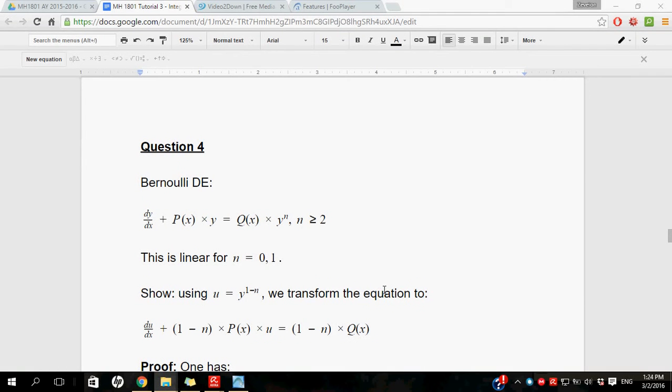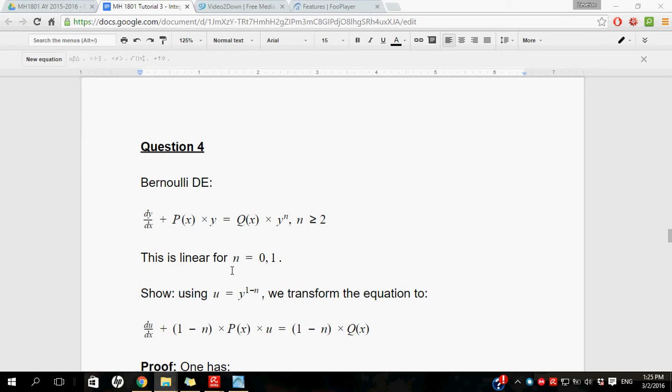Okay, we now move on to question 4. This is about the Bernoulli differential equation: dy/dx + p(x)y = q(x)y^n. Here we'll make the assumption that n is greater than or equal to 2. p(x) and q(x) are just some functions in terms of x.